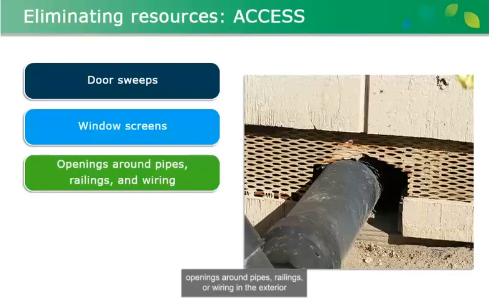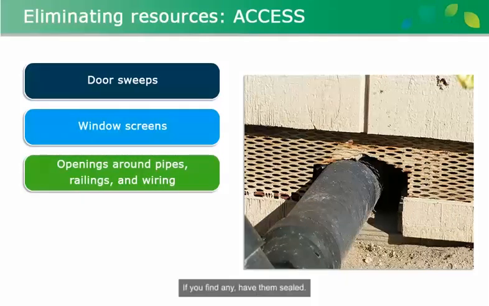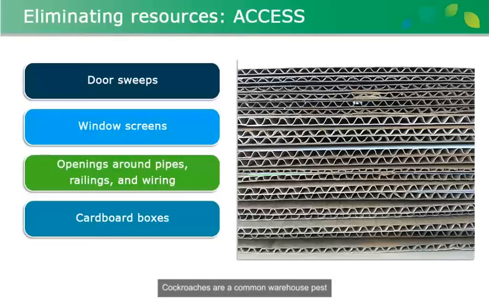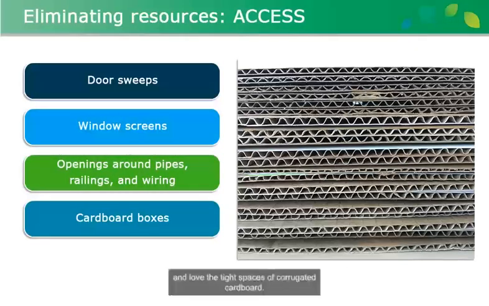Openings around pipes, railings, or wiring in the exterior and interior of your building can provide access to walls. If you find any, have them sealed. Pests can also be brought in through the mail. If you receive a delivery in a cardboard box, unpack it and recycle it right away. Cockroaches are a common warehouse pest and love the tight spaces of corrugated cardboard.